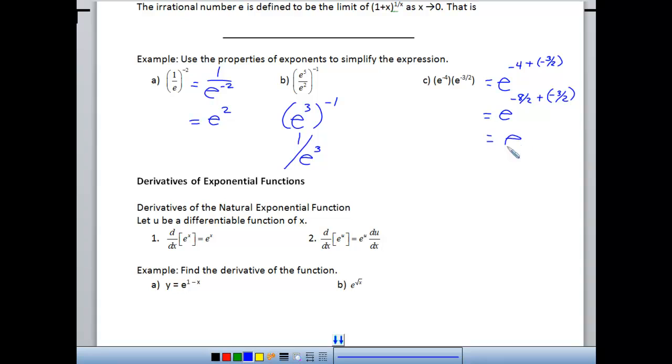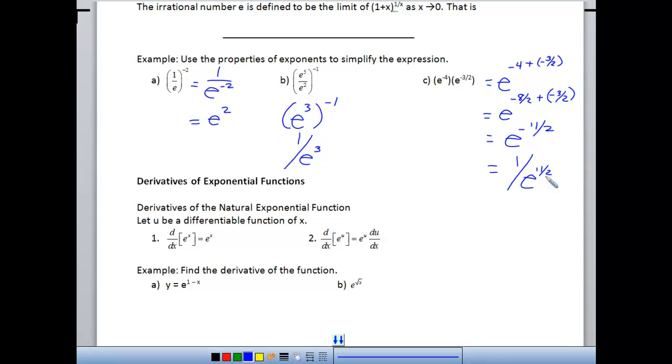Which is e to the negative 11/2, or 1 over e to the 11/2. Okay. Questions about that? Very good. All right. So what about derivatives involving e to the x?